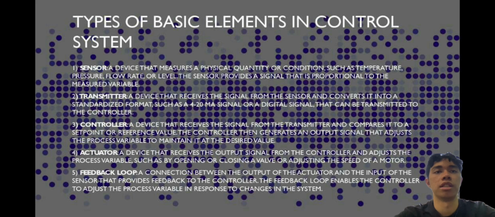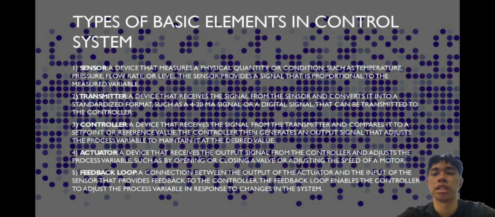A sensor is a device that measures a physical quantity or condition such as temperature, pressure, flow rate, or level. The sensor provides a signal that is proportional to the measured variable. A transmitter is a device that receives the signal from the sensor and converts it into a standardized format such as a 4-20 mA signal or a digital signal that can be transmitted to the controller.